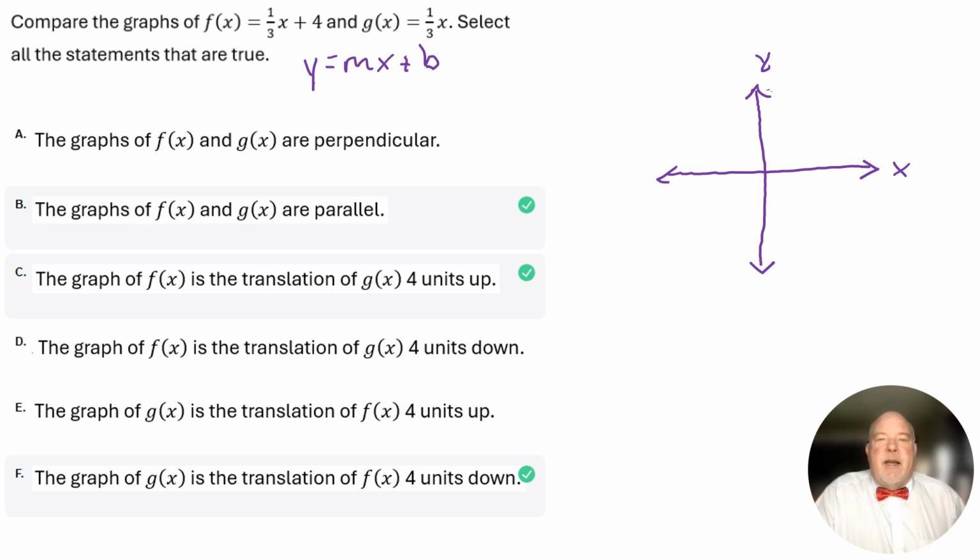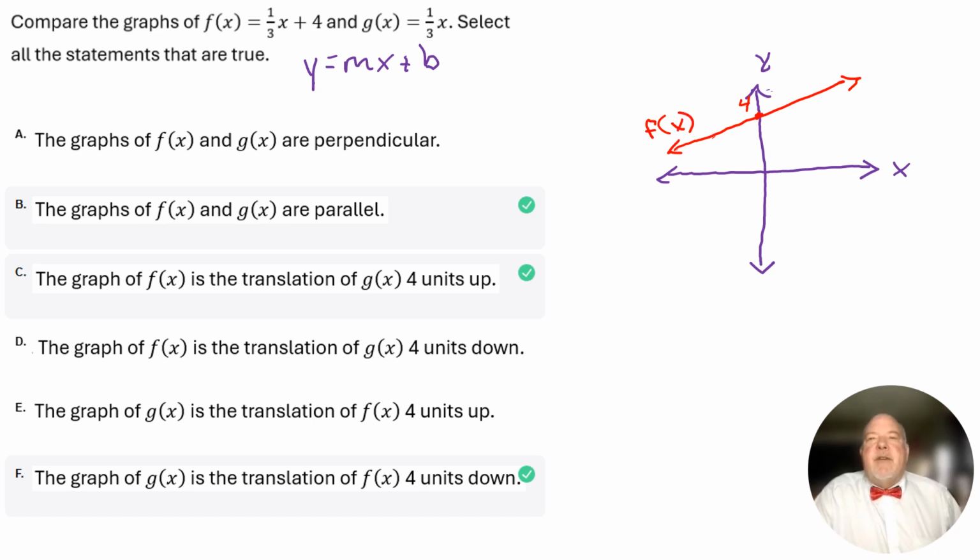So for f of x, it has a slope of 1/3 that's positive, so I know it's an increasing function. It's going to go like this, and it has a y-intercept of 4. So it crosses the y-axis at 4 and leans this way. That's really all I need to know. So let's draw that. Right here is 4, the y-intercept, and it's got a slope of 1/3. And here's my terrible straight line again. And that's f of x.